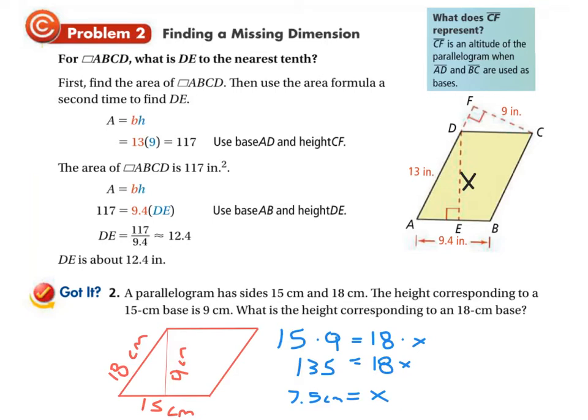So in this direction, we would have an altitude. Let's see if I can draw it for you. You would have an altitude of 7.5 centimeters. That's how you do that.